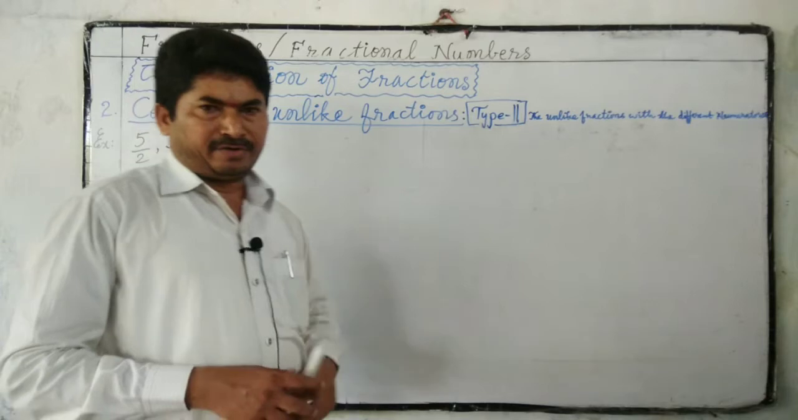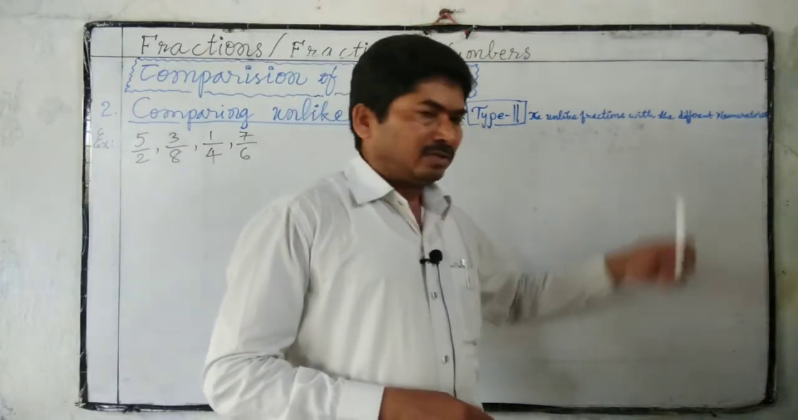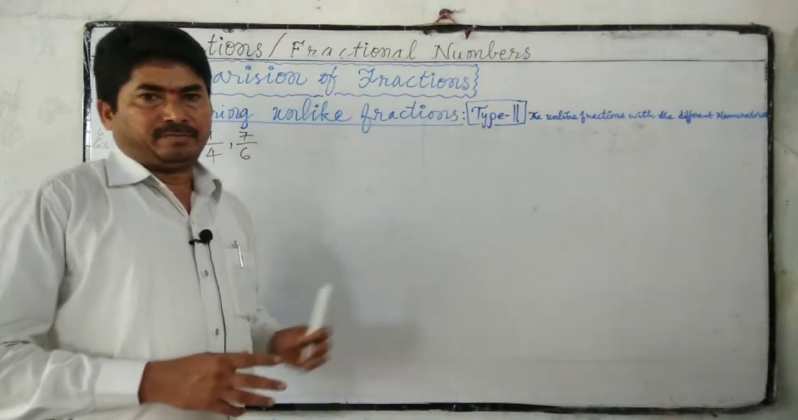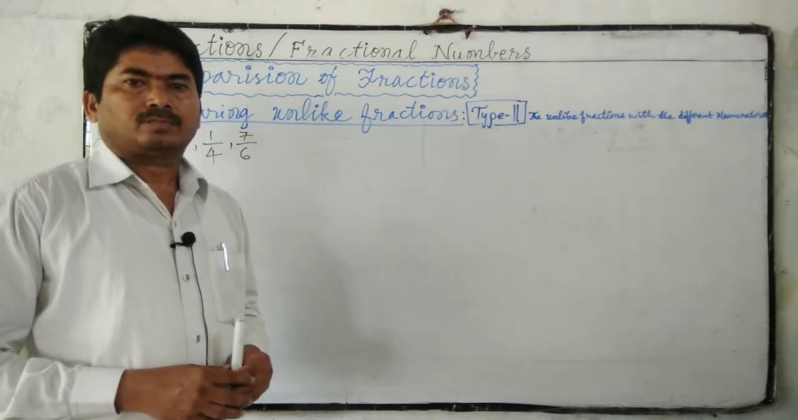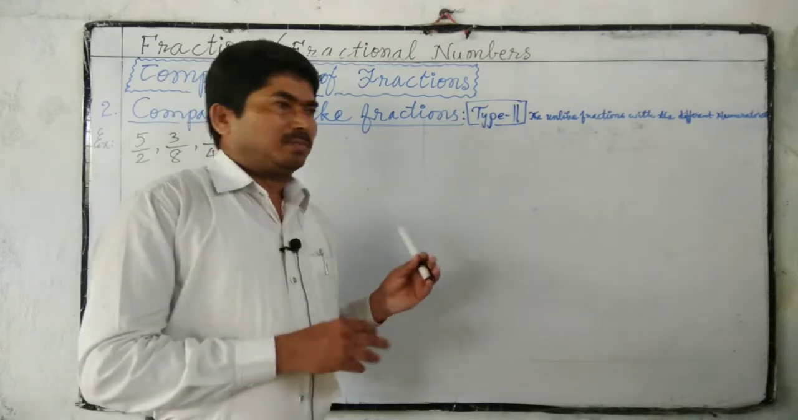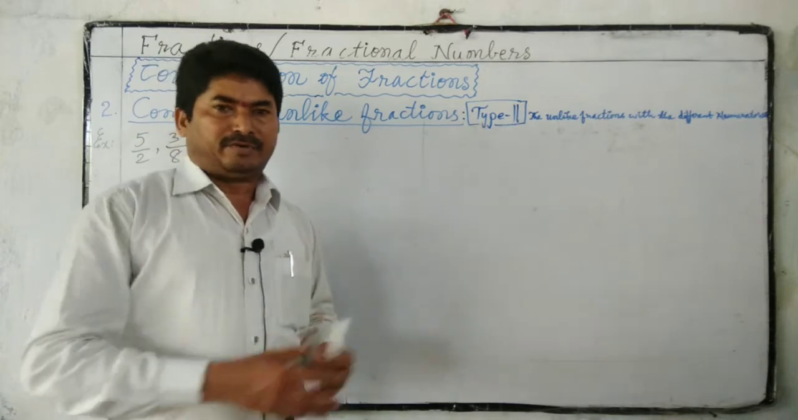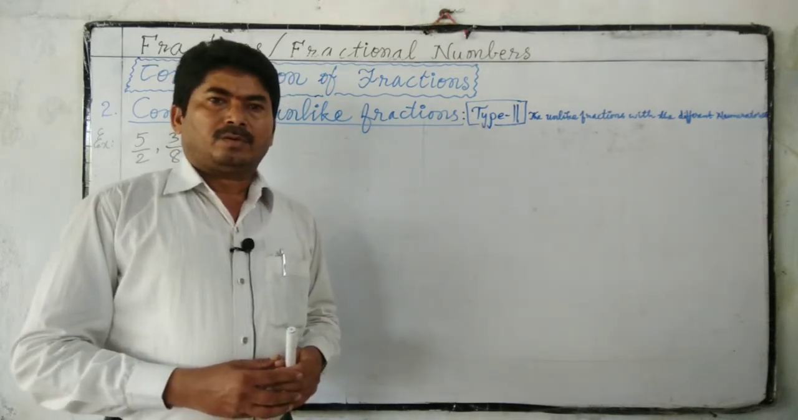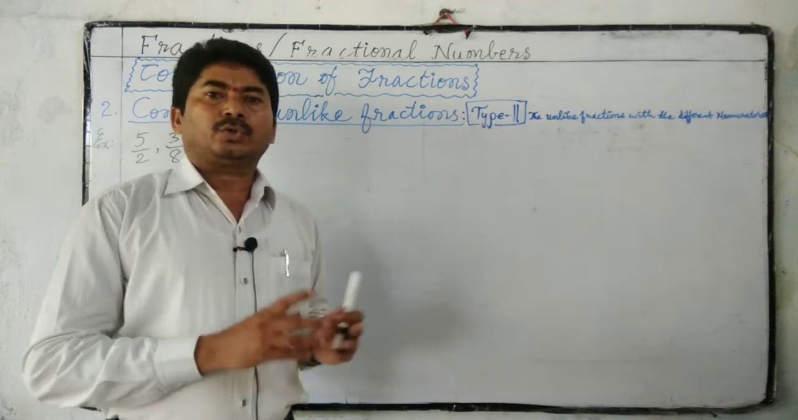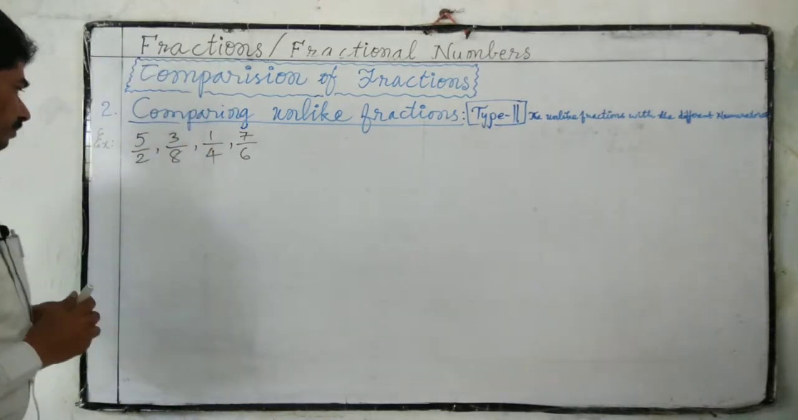Comparing unlike fractions. Type 2. The unlike fractions with different numerators. To compare unlike fractions with different numerators, we have to convert the given fractions into equivalent like fractions. It means that their denominators should be made equal. Let us see this example.